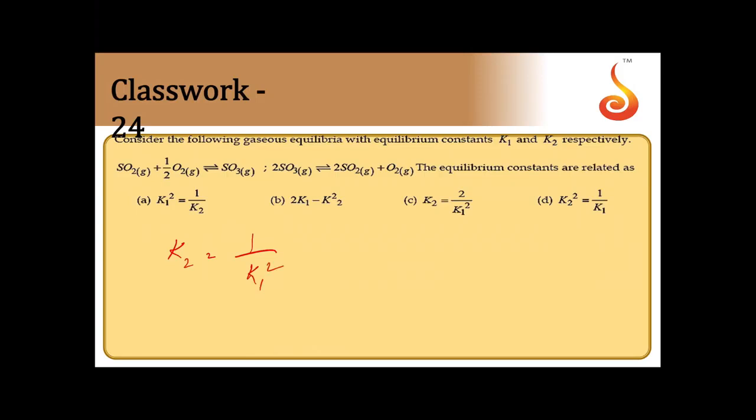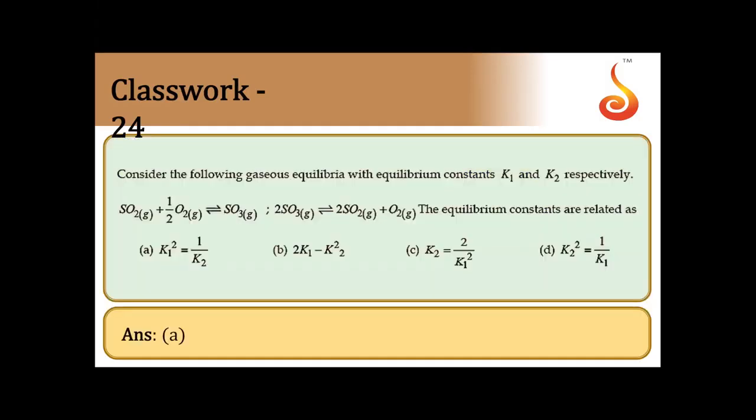Therefore K2 is equal to 1 by K1 square. Or else we can say K1 square is equal to 1 by K2. So K1 square equals 1 by K2, option is A. So A is the answer.